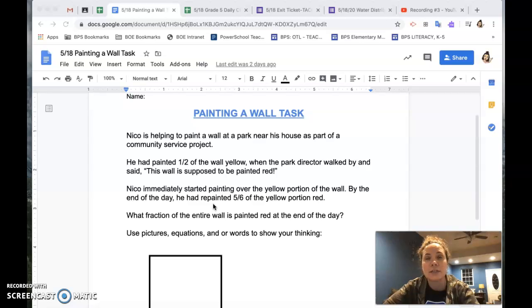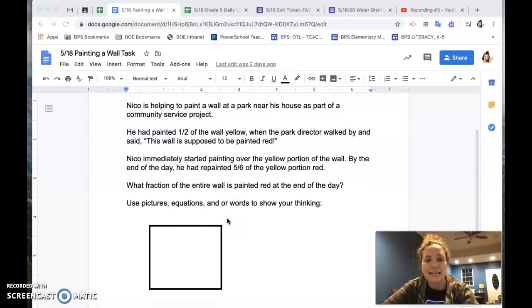So we know that he started off painting it and he got half of the wall painted yellow before he realized, oh my gosh, I made a mistake. And the park director told him, and now he went back over and repainted 5/6 of the 1/2. So we can tell right there that we have a multiplication problem. So what fraction of the entire wall is painted red at the end of the day? Use pictures, equations, and or words to show your thinking.